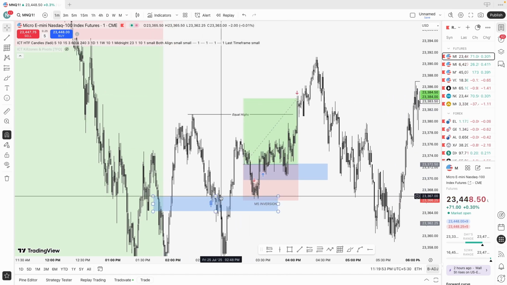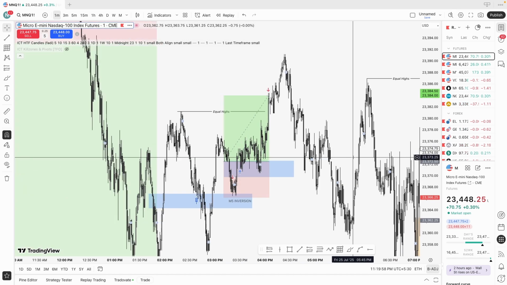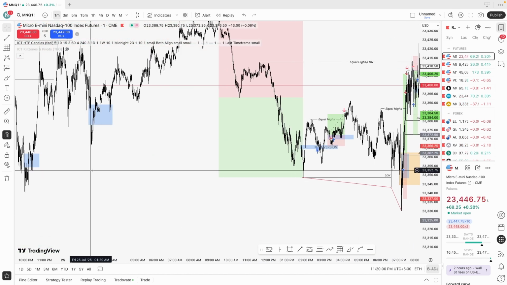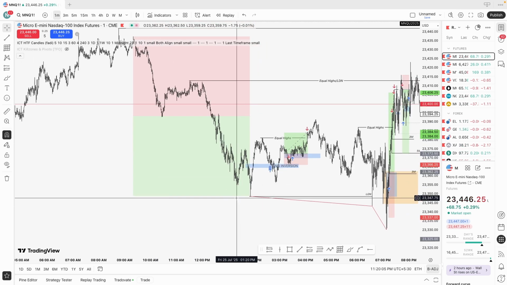My first trade ended up at break even, and later it came to a full take profit. So what did I do? I waited for a fair value gap right here, reacted from there, and took an inversion. What was happening here was all the bullish gaps were getting respected and all the bearish gaps were getting disrespected. So that gives me a bullish bias.